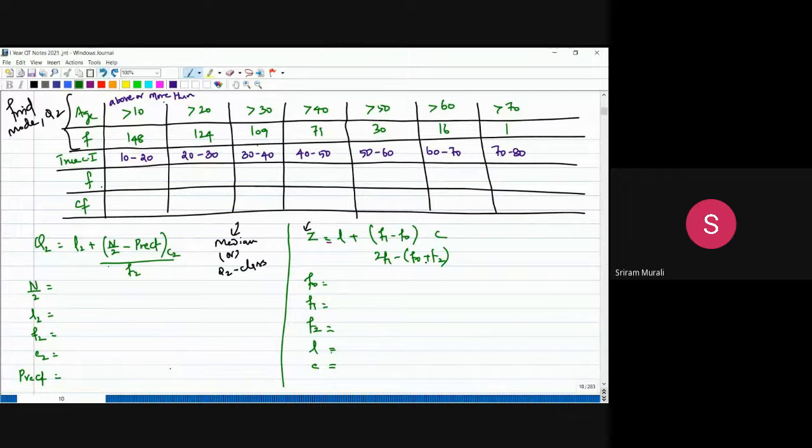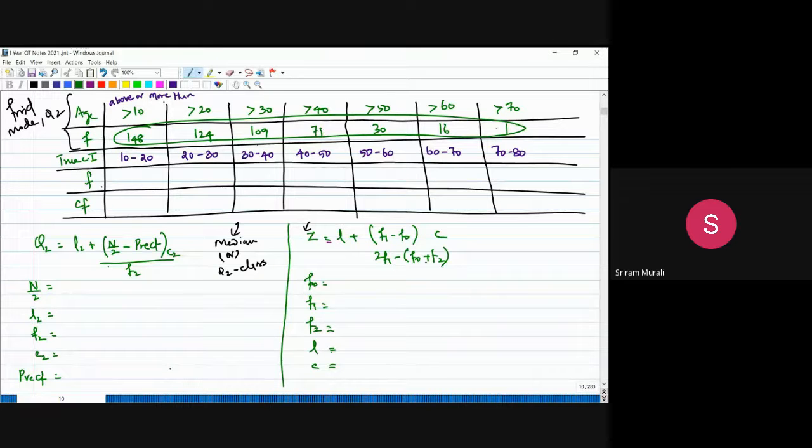So this is my original problem. Now what is the frequency? If you observe, these values are in descending order. More than 10 means it is 148: the number of people aged more than 10 is 148 in total. More than 20 is 124, more than 30 is 109. So what are they trying to tell? In this 148, you can find everything from 1 to 124. In this 124, we can find 1 to 109.